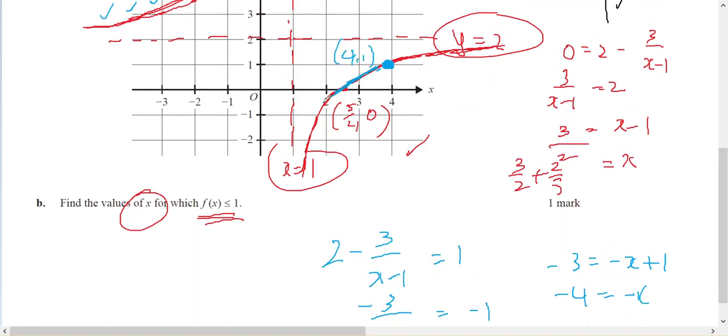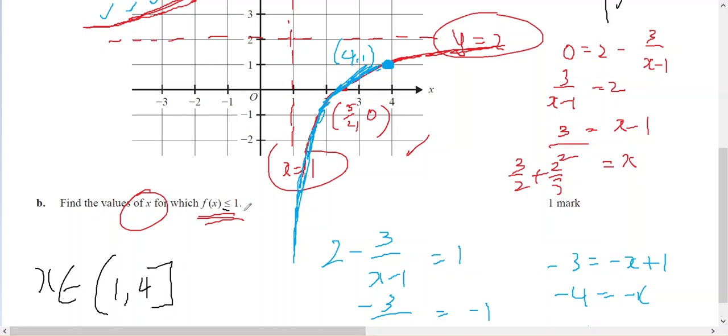It is less than 4 for all of that part of the graph. So my answer is going to be x is an element of asymptote at 1 up to 4, and I'm inclusive of 4 because I want it to equal 1 as well. So that's going to be our answer to the second part.